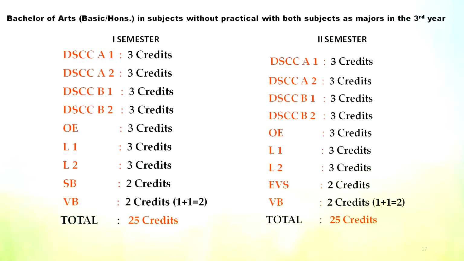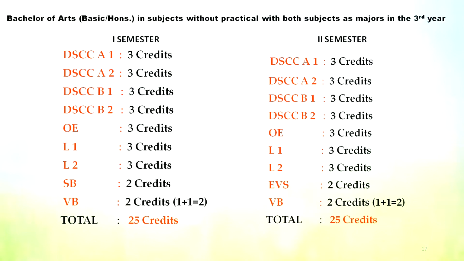Let us now see how the credits are going to be distributed during the entire program. As an example, I have taken up a Bachelor of Arts, basic or honors in any subject without practical, where both the subjects are majors till the 3rd year. So this will be the pattern which most of the colleges will be implementing. So the student in the 1st semester will be studying 2 core subjects.